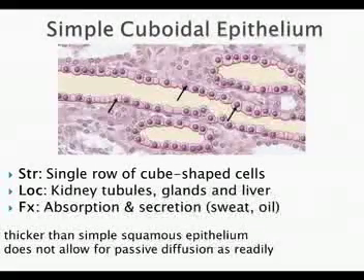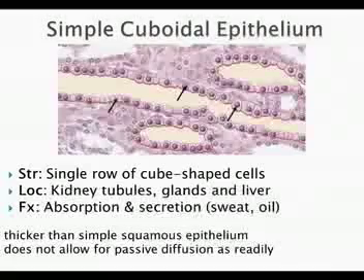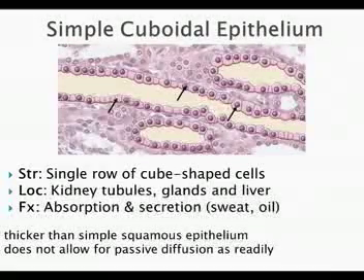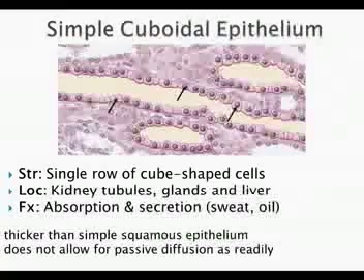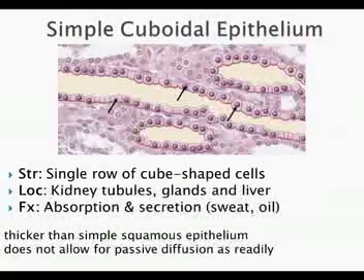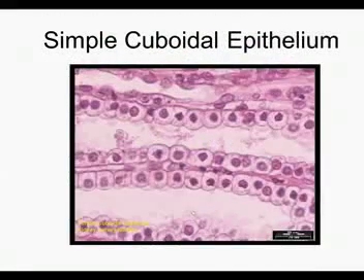And these really line tubules, right? So with the really classic simple cuboidals, you see these guys in a bunch of different places, in kidneys and glands and livers, things that are dealing with absorption and secretion, and so it's allowing for more resistance for movement.